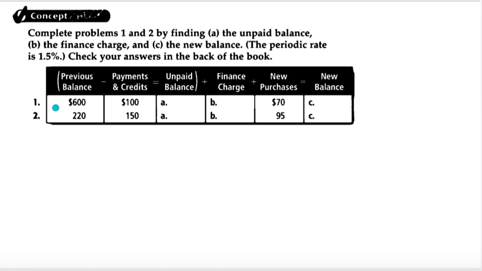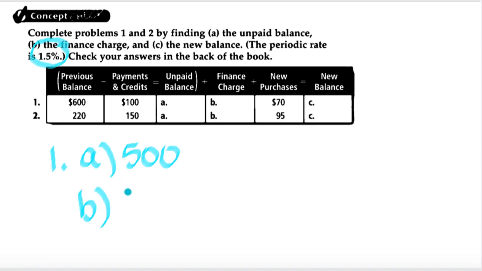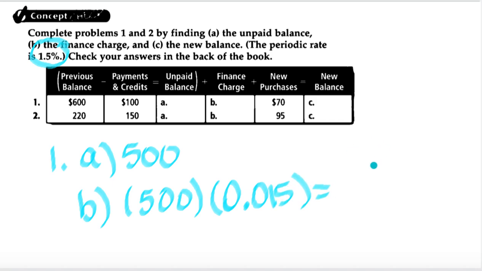Okay? So we'll just do this first one together, and then you do number 2. So the previous balance is $600. They made a payment of $100. So $600 minus $100, you get $500. Then we want to find the finance charge. It says to use the 1.5%. So 500 times 0.015, and you should get a finance charge of $7.50.